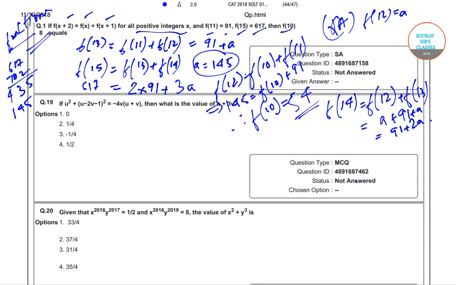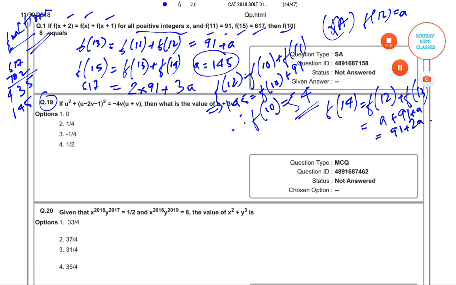Let's move on to the next question, which is question number 19. In question number 19, it has been said that if u square plus u minus 2v minus 1 whole square is equal to 4v into u plus v, then we need to find the value of u plus 3v. For this, let me insert a new page since there is a lack of space over here.